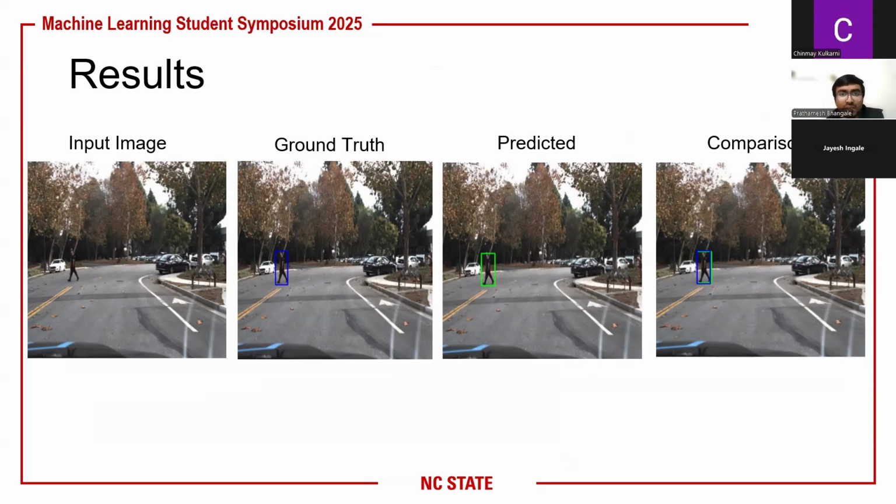The slide shows a side-by-side comparison between the input image, the ground truth bounding boxes, and the predictions of our fine-tuned model. As we can see, the bounding boxes closely match the annotated positions of pedestrians. The model successfully detects pedestrians in complex environments with varying positions and levels of visibility. This kind of visual validation is crucial for real-world applications, where detection must be accurate under unpredictable conditions.